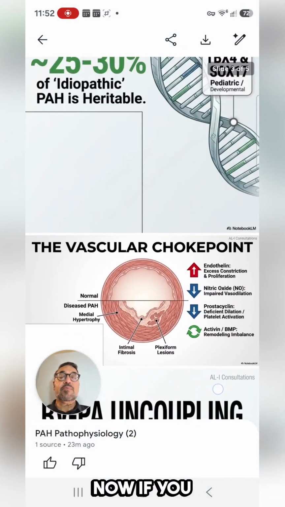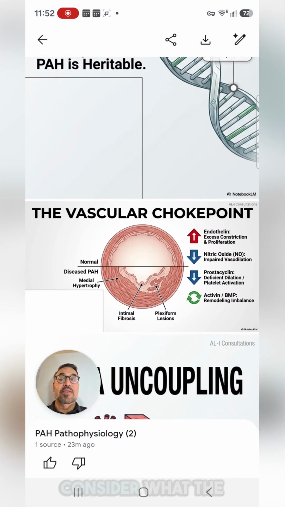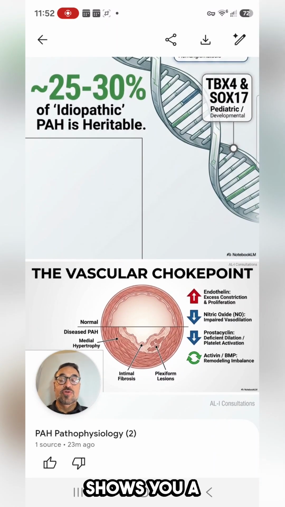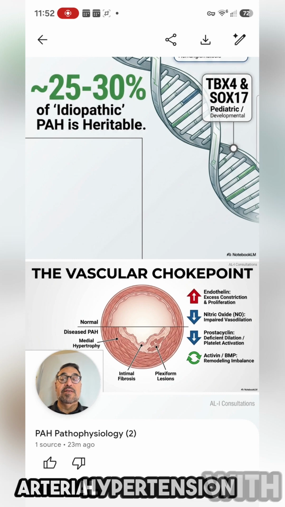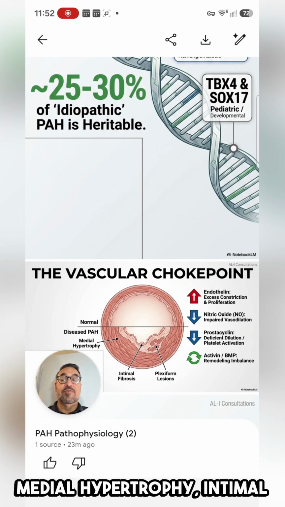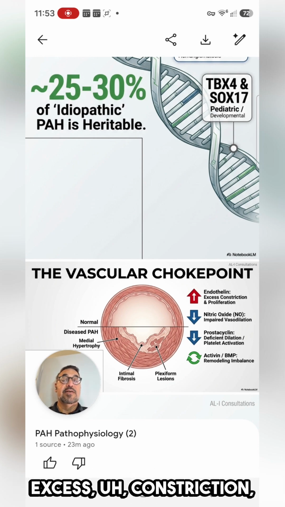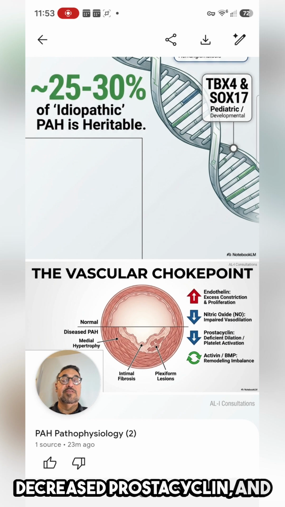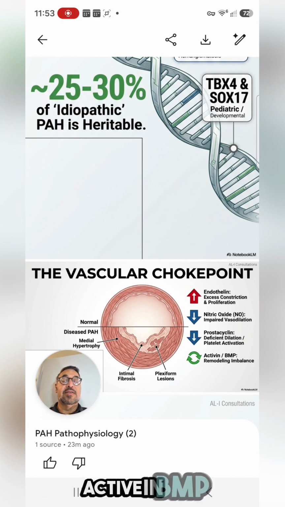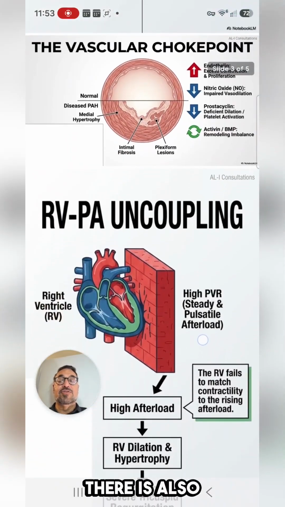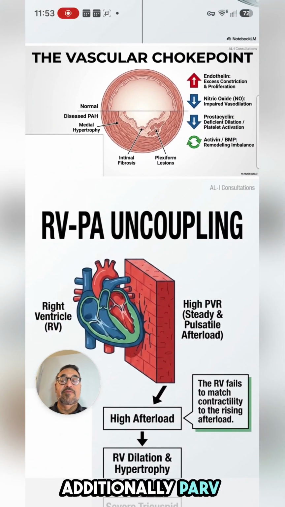Now, if you consider what the underlying problem is, the top half of this slide shows you a normal pulmonary artery. The bottom half shows diseased pulmonary arterial hypertension with medial hypertrophy, intimal fibrosis, and plexiform lesions. There is increased endothelin that causes excess constriction, decreased nitric oxide, decreased prostacyclin, and activin BMP remodeling imbalance. There is also additionally PA-RV uncoupling.